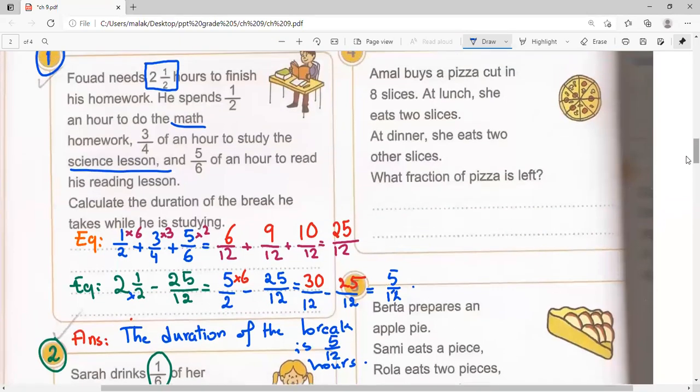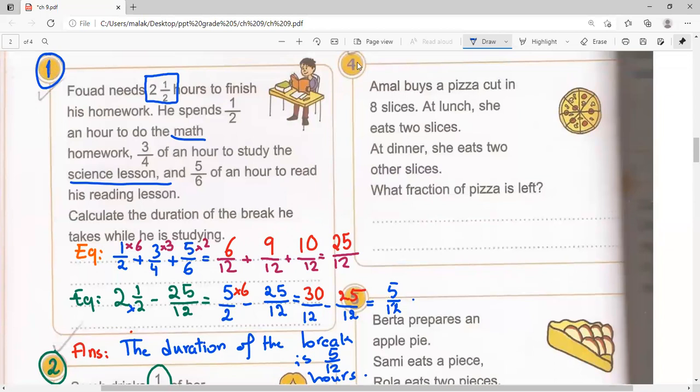Exactly. Done from problems 1, 2, 3. Now let's do problem 4. Yeah. June 4th is the last day.